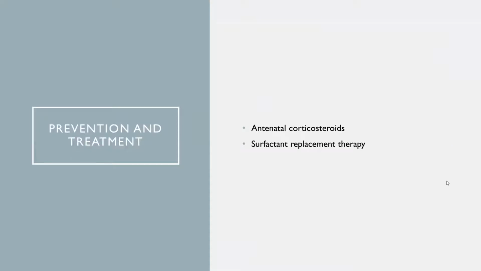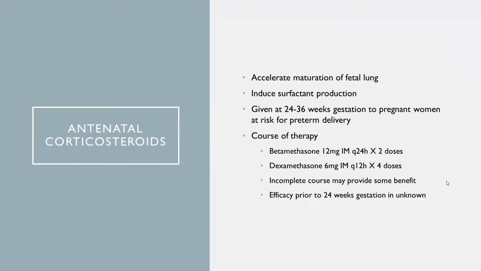So prevention and treatment. As far as prevention, antenatal corticosteroids, and treatment is surfactant replacement therapy. Antenatal corticosteroids accelerate maturation of fetal lung, induce surfactant production, and are normally given between 24 and 36 weeks gestation to pregnant women who are at risk for preterm delivery. Our choice steroids in this case are betamethasone and dexamethasone. An incomplete course may still provide some benefit, and efficacy prior to 24 weeks gestation is unknown.